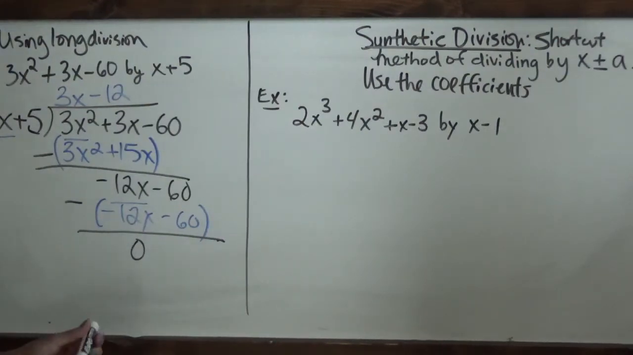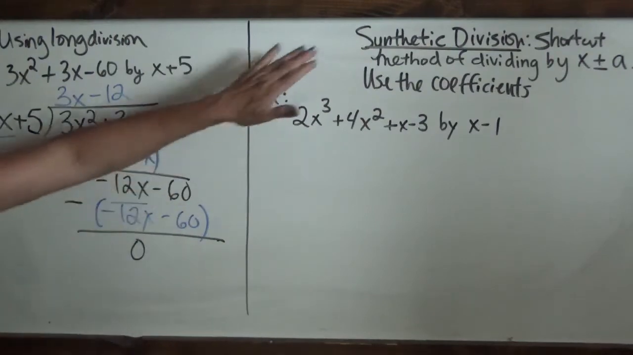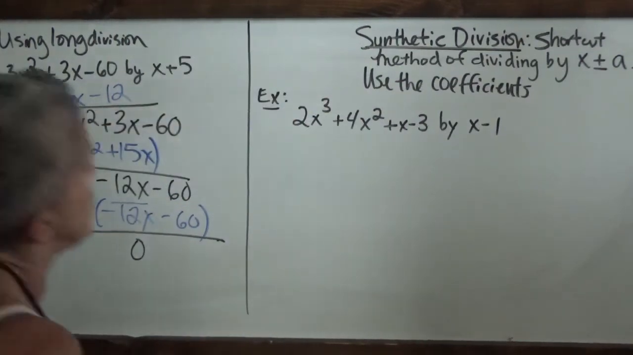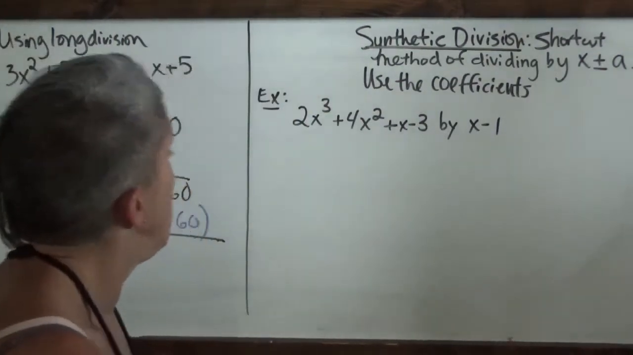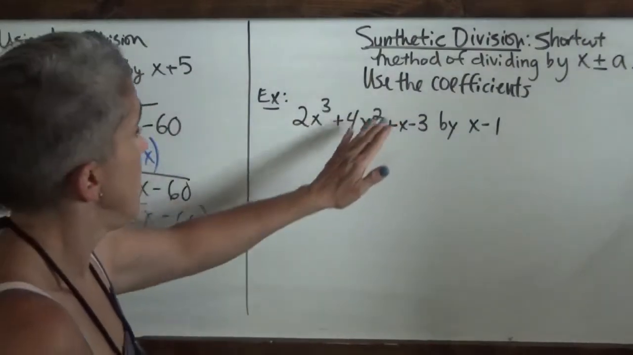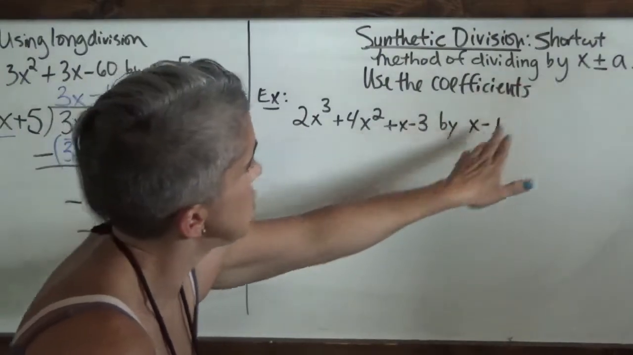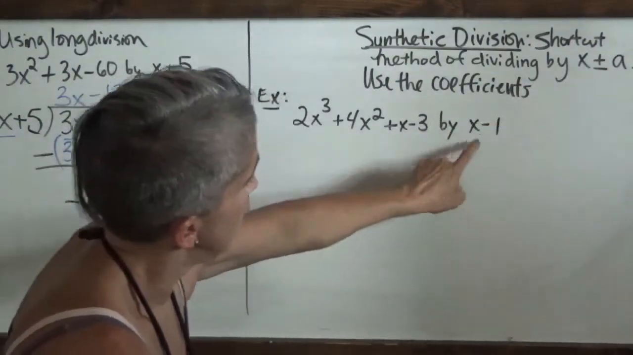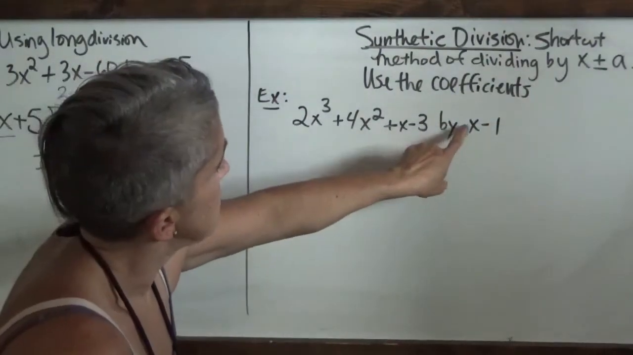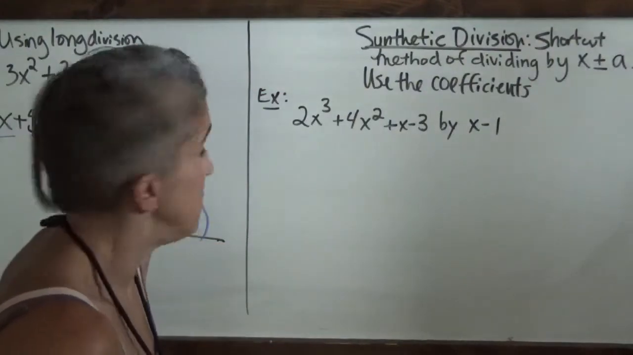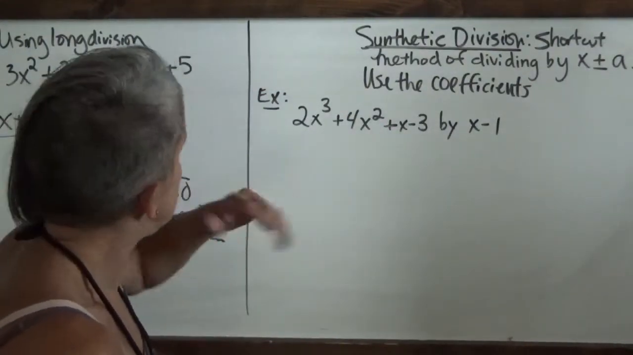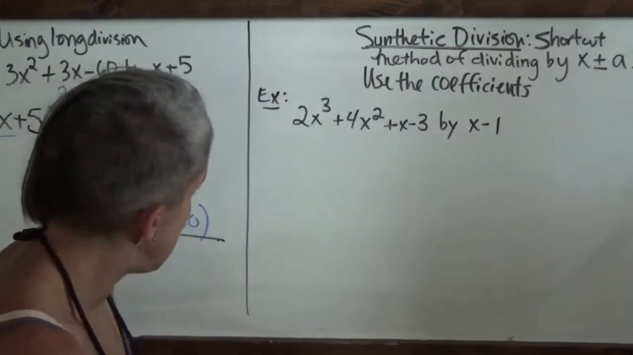Okay, now we're going to be talking about synthetic division here. So synthetic division is a shortcut method of using long division. You can only use it when you are being divided by x plus or minus some number. So if you happen to have a number in front of this x, you couldn't use synthetic division. You are basically using the coefficients here.